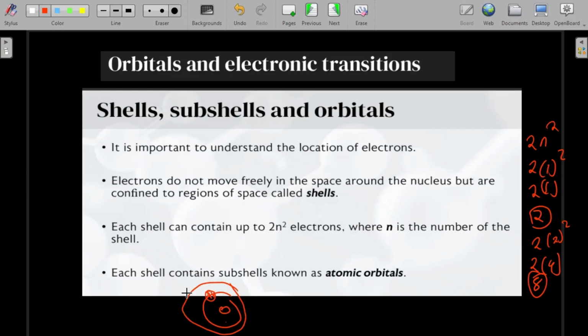Okay, so in each shell, we are going to have orbitals. And what you need to know about these orbitals is that one orbital can occupy a maximum of 2 electrons.